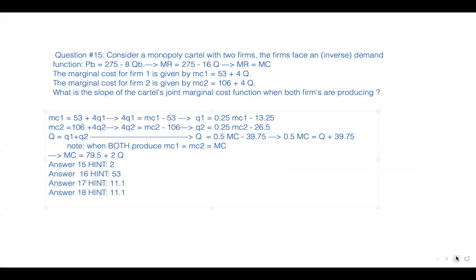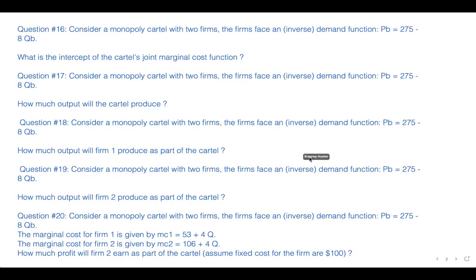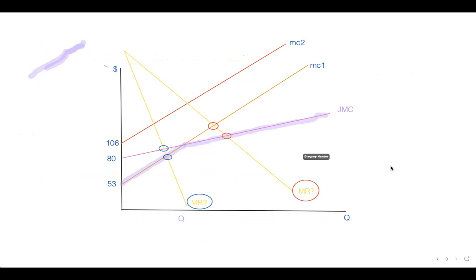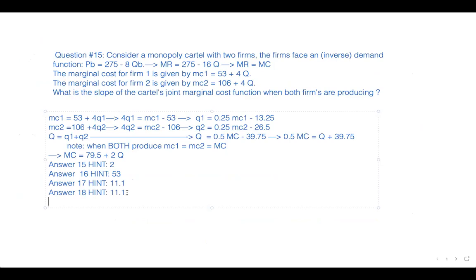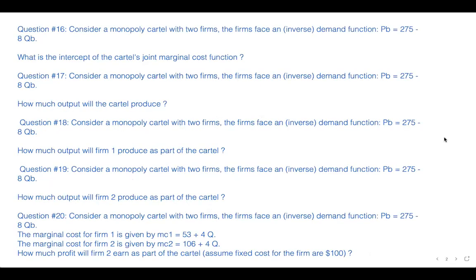Yes. And so for question 19, how much will firm 2 produce? Well, we already know the answer, and Brian told us. 0. Okay, there's 19.